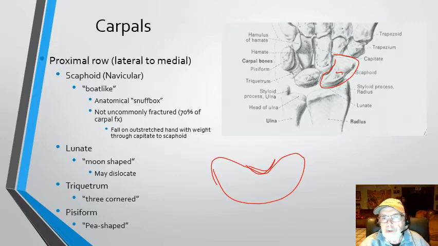And it's the most commonly fractured bone in the carpals. Okay, by far. You know, there are a couple, the hamate will break and a couple other ones might break, but the most common fracture is going to be the scaphoid. I mean, I've seen tons of people with scaphoid fractures.